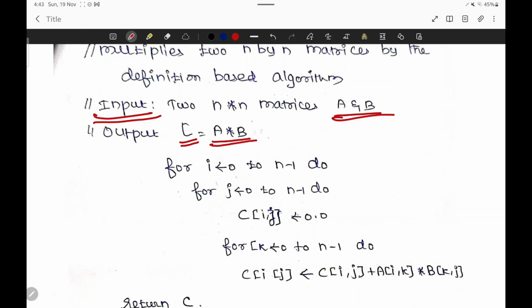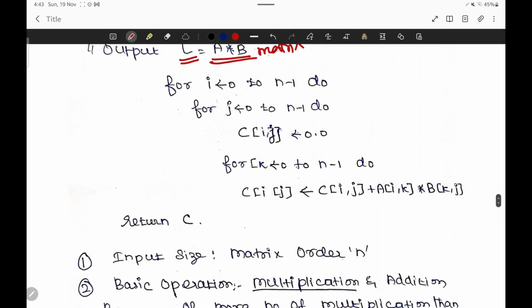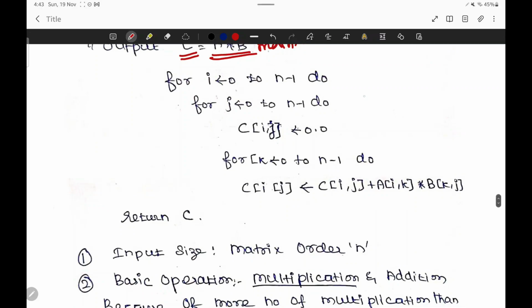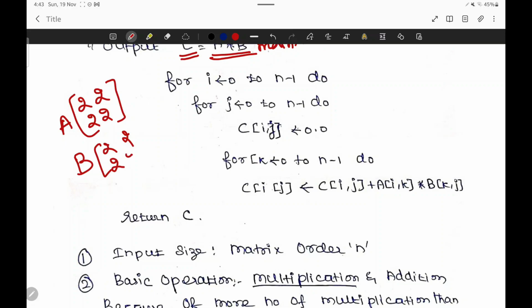Multiplying both matrices and storing the result in another matrix. So C is also a matrix which stores the output of A cross B. So what will we do? We can take A as a matrix with 2 rows and 2 columns, and B is also a matrix with 2 rows and 2 columns. So manually, how will we do the operation?